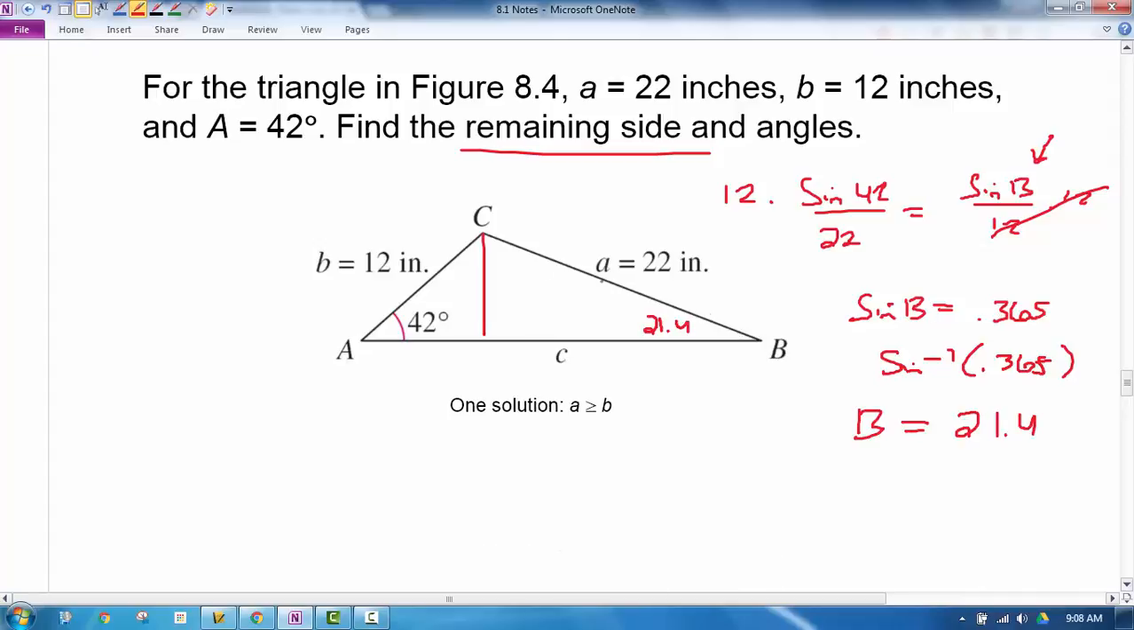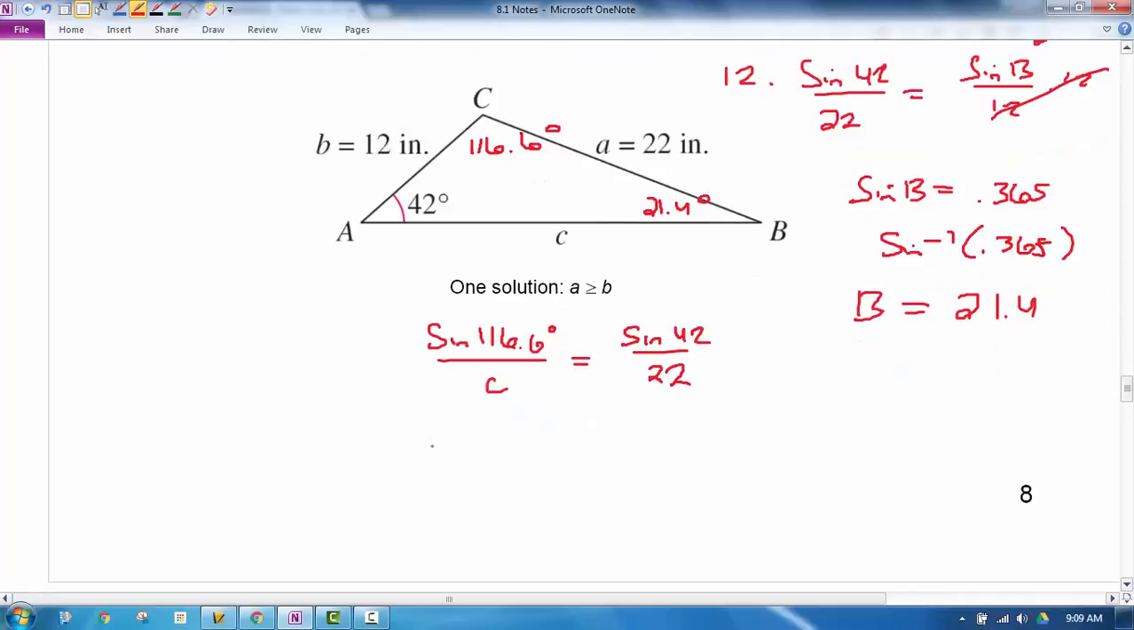So now I can find this angle C up here by doing 180 minus these other 2, which gives me 116.6 degrees. And then I can find the last remaining information that I need, which is side C. So I'll do the sine of the 116.6 degrees over its opposite side C equals the sine of 21.4. Actually, I'll use the other one. I'll use A, that way there's no decimals here. Sine of 42 over 22.